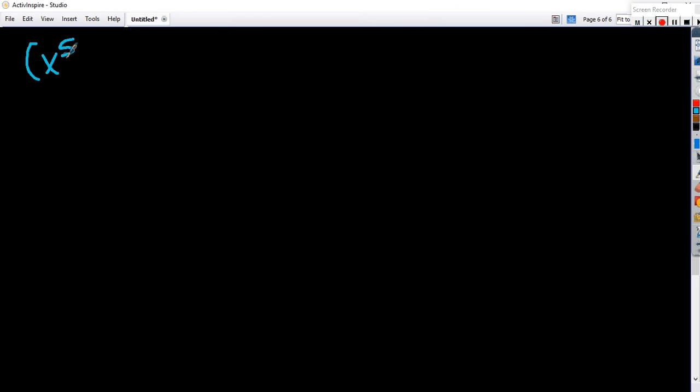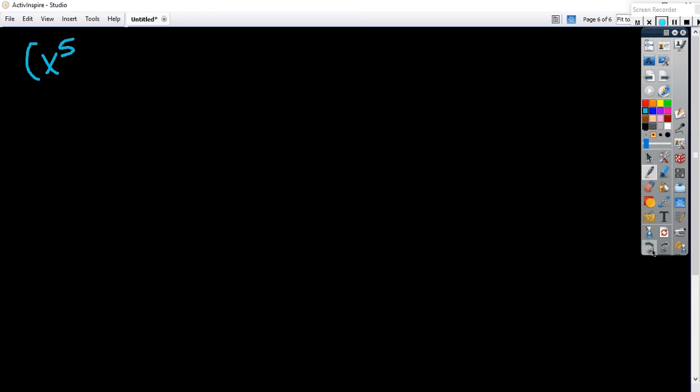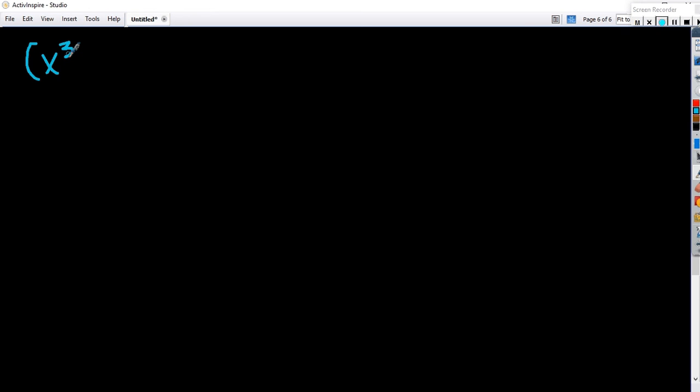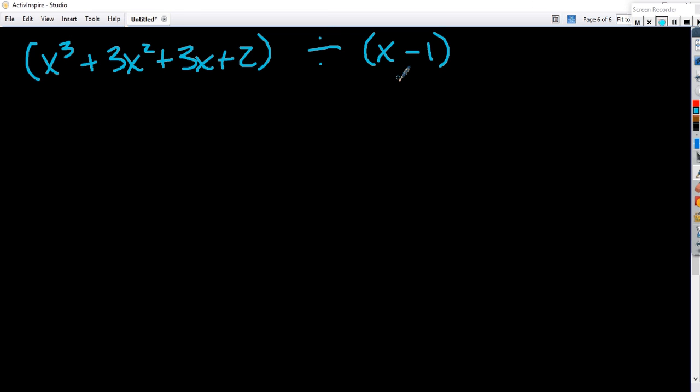x to the 5th. This is number 5 from your homework. Oh, that was a 3, not a 5. Both of them have to be positive. Plus 3x squared plus 3x plus 2. Divided by x minus 1. This one I can use synthetic because I've got x plus or minus a number, right? There are no coefficients, there are no exponents.